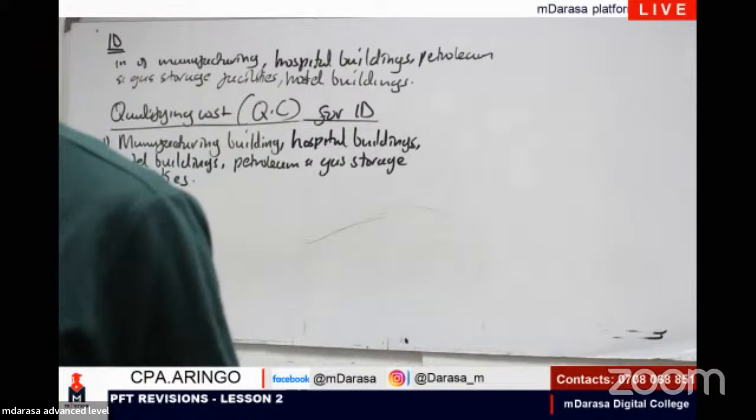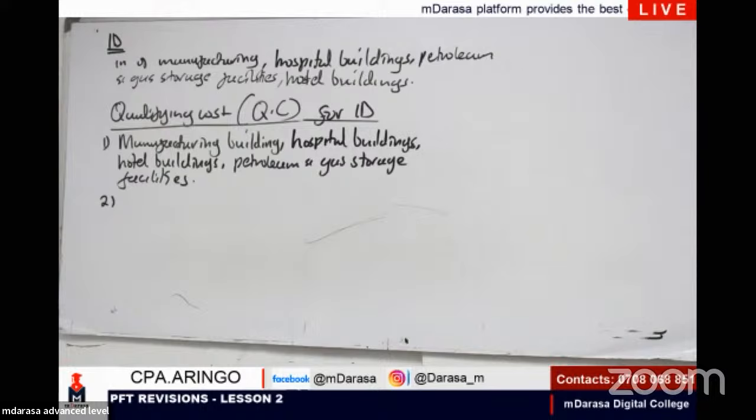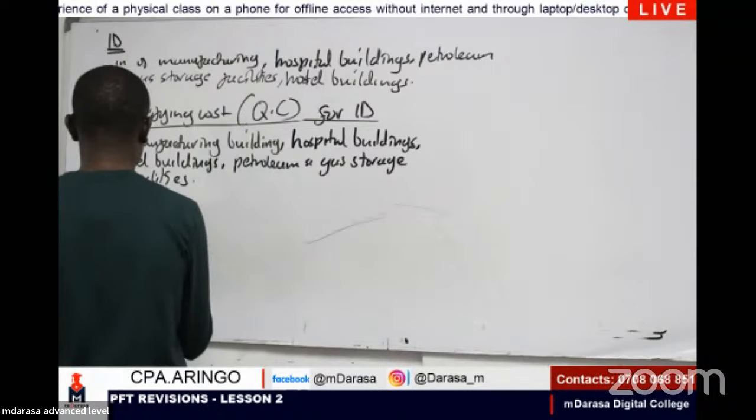Machineries. Machineries that are used basically here in manufacturing. Such as what? Talk about machineries used in manufacturing. In that case, these machines, my good students, are machineries used in manufacturing. Talk about number one, we are talking of processing machines.